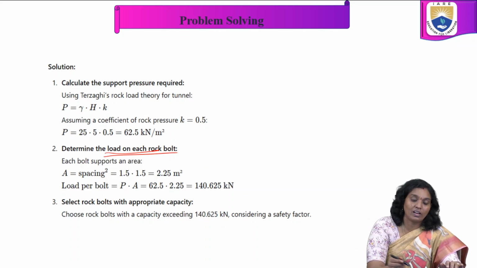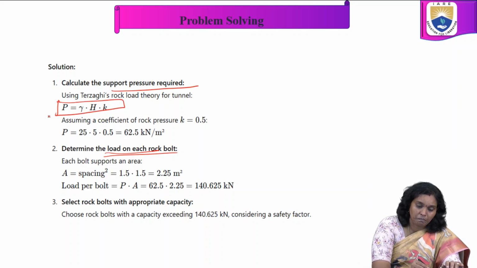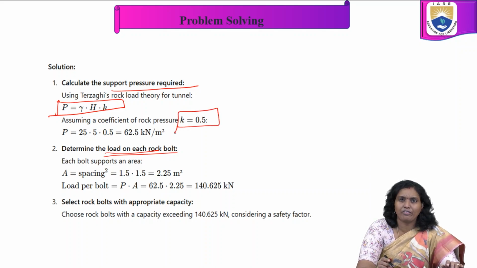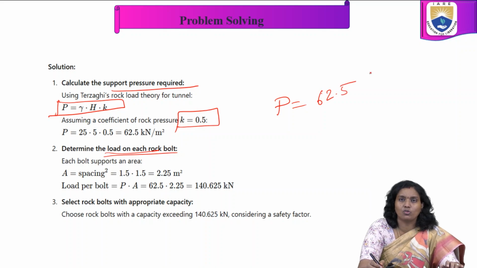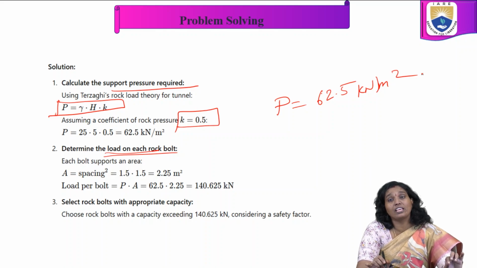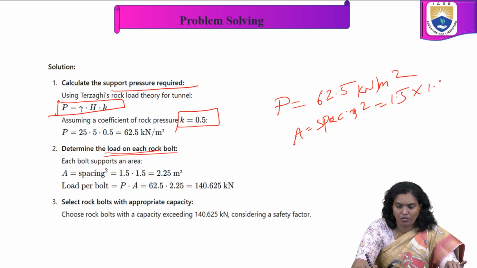In the first step, calculate the support pressure required. Using this formula, and assuming a coefficient of rock pressure K equal to 0.5, we find the support pressure required. After the calculation, we get 62.5 kN/m². After that, determine the load on each rock bolt. Each bolt supports an area A equal to spacing squared, that is 1.5 times 1.5, which is 2.25 square meters.